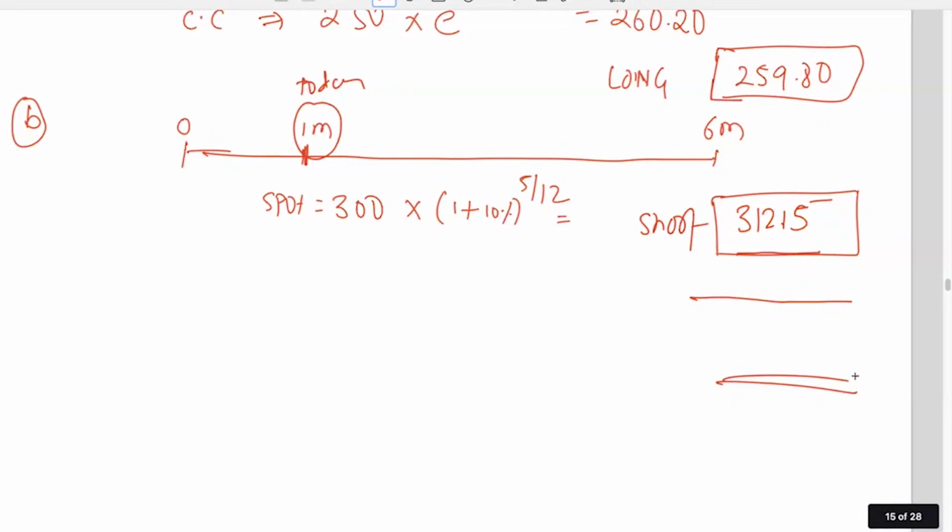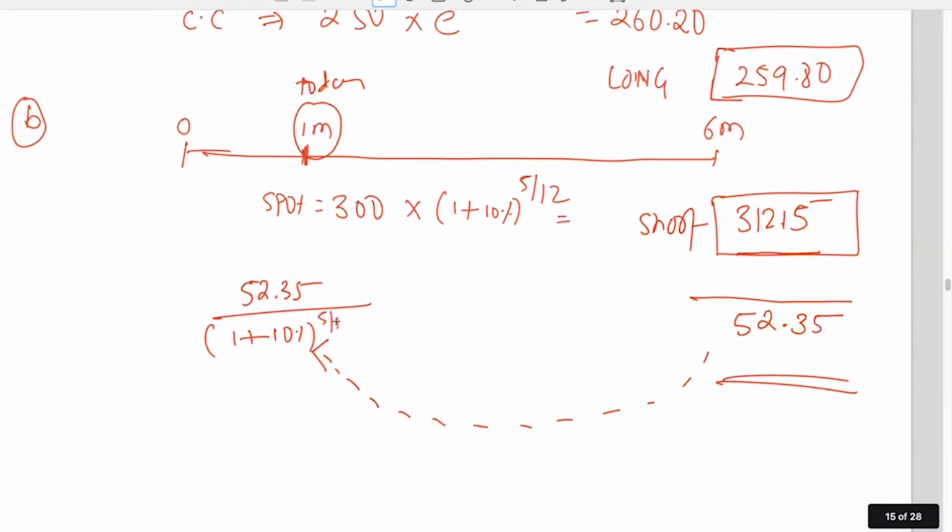So 312 minus 259.8, I will make profit of 52.35. This will be the profit 5 months from now. So how much is that profit worth today? The profit worth today is going to be the present value of this 52.35. So 52.35 divided by 1 plus 10 percent raised to 5 by 12.